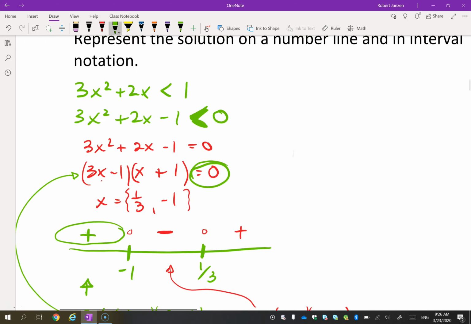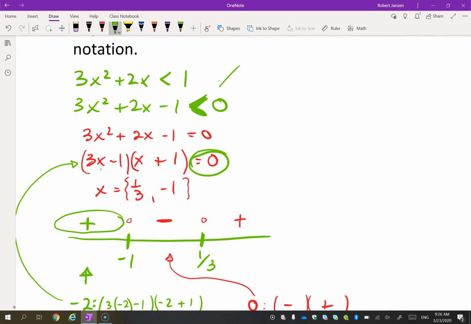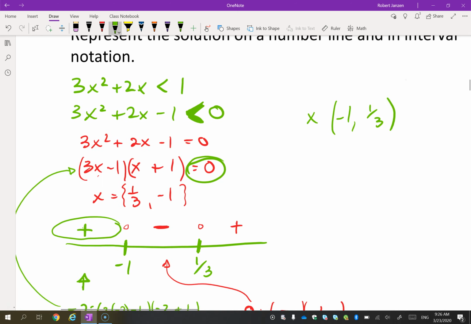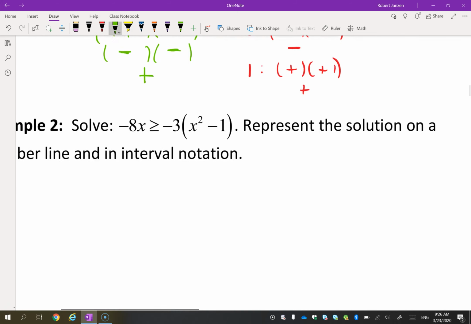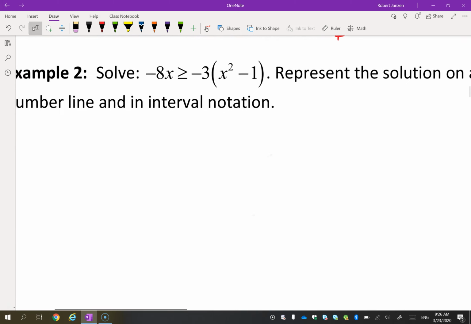Yes, so it's positive. Okay, so what have I figured out? Well, I wanted to know, back at this original question, where is it less than 0? The solution will be anywhere from -1 to 1/3. All right, that's the solution for this inequality. Any value in that interval will work. Okay, let's try another one.